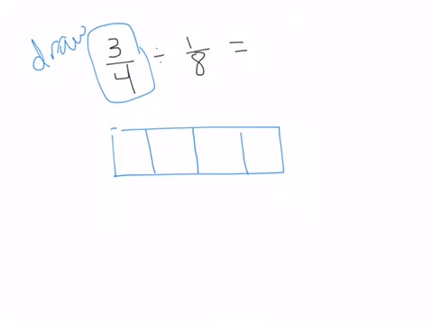So I cut this one whole into 4 pieces, but it says that I don't have the whole 4 pieces. I've only got 3 of those 4 pieces. So I'm going to shade in 3 of those fourths. So shade, there's 1, 2, 3 of those 4 pieces. So now you can see with my model, I've only got 3/4, just like if I only had 3/4 of a candy bar.